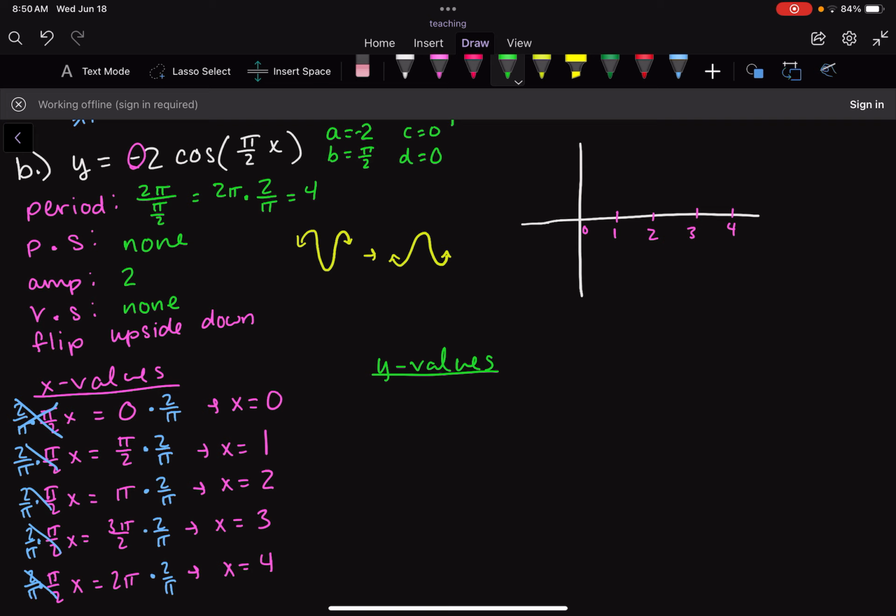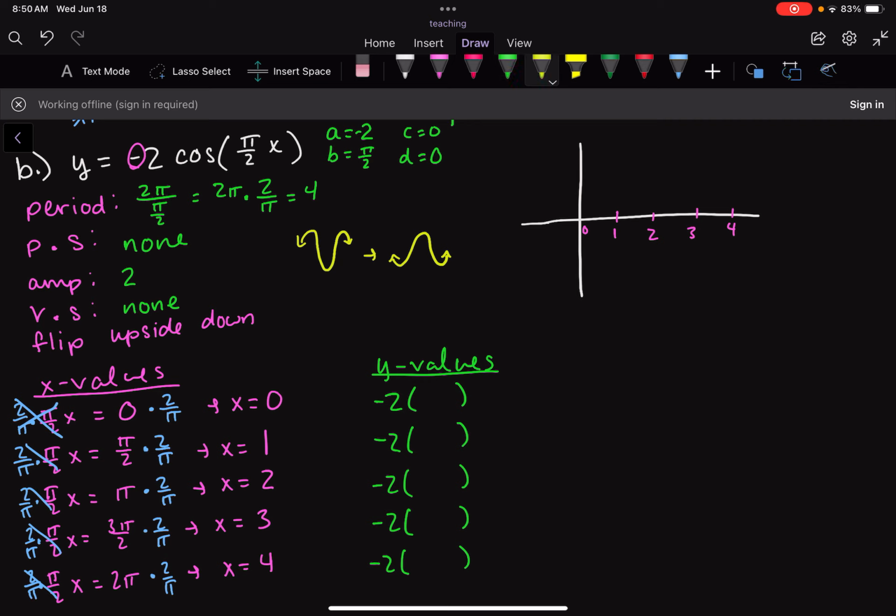So again, for my y's, I am going to skip a little bit of steps here. I'm just going to use my amplitude, and then if I had a vertical shift, I would have it out right here, but I don't have anything. And in the place of the cosine part of this, I'm going to write the original points that cosine goes through.